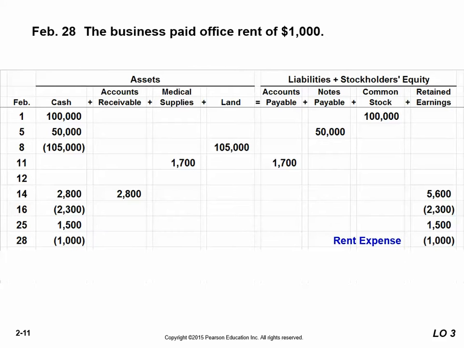On February 28th, the business paid office rent of $1,000. Cash will decrease, as will retained earnings, since expenses reduce retained earnings.